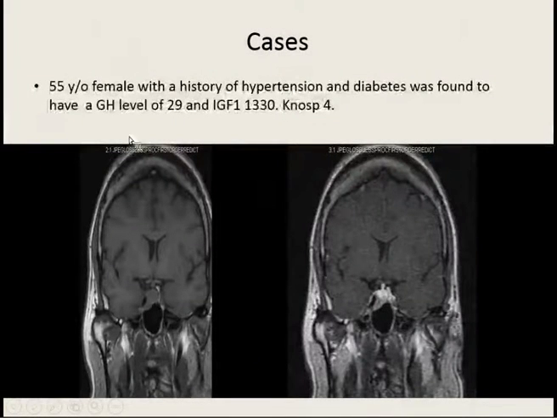Here's our case again. So 55-year-old female with a history of hypertension and diabetes, found to have a growth hormone level of 29, upper limit of normal is 3, and an IGF-1 level of over 1,300. Upper limit of normal is going to be right around 220, and a Knosp class 4 tumor.